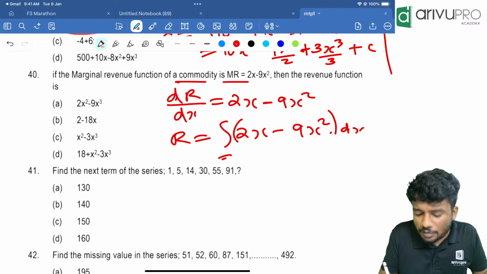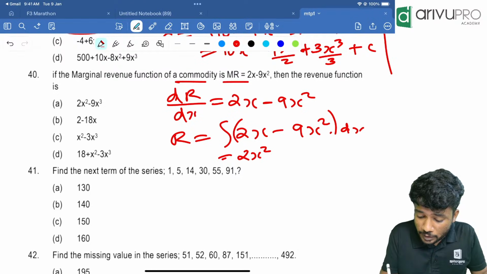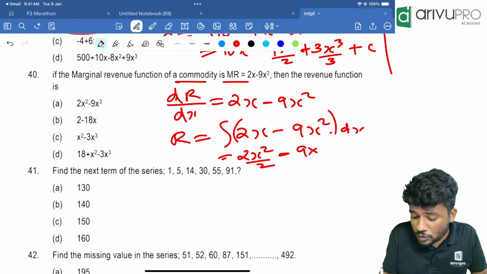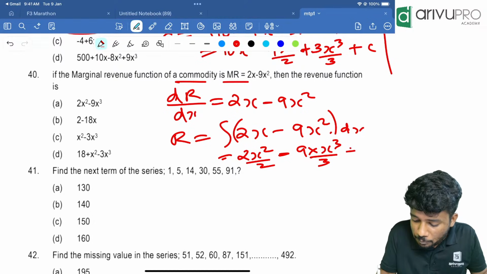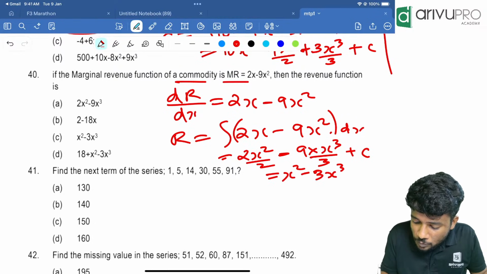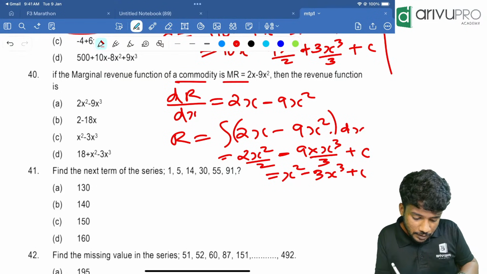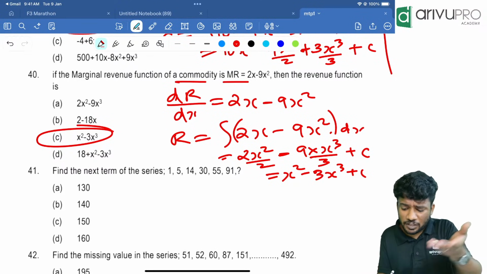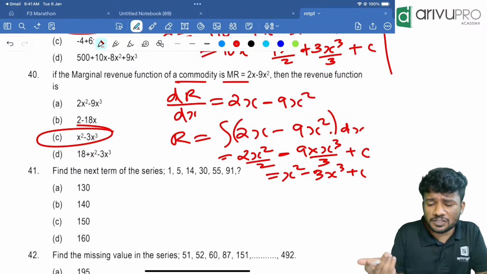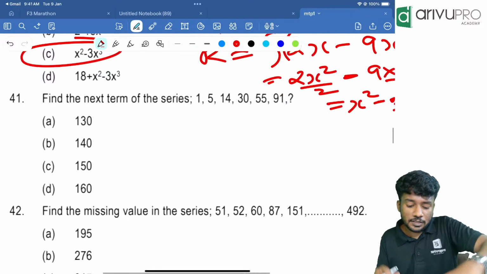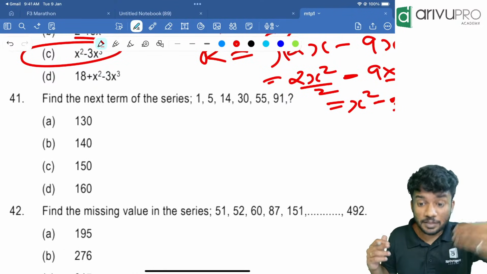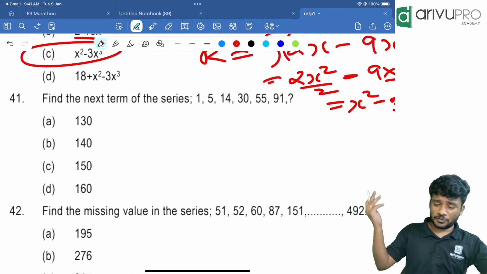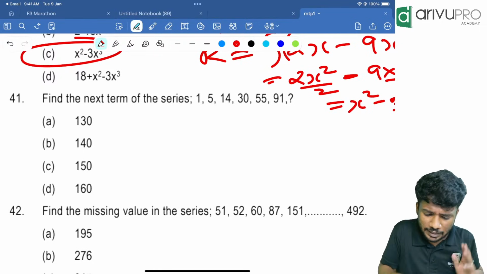Then the integral of 2x is how much? 2x square divided by 2 minus 9 into x cube divided by 3 plus c. Cancel: x square minus 3x cube plus c. You can go for option C, because for the revenue function nothing is given regarding the cost function, so you can ignore the constant. Nothing is given regarding the x value or production, so you can directly go for that.